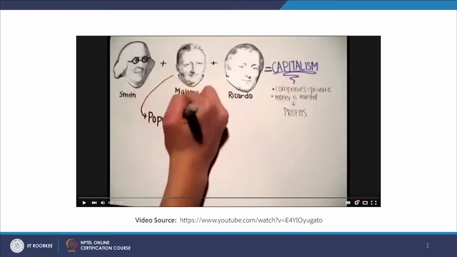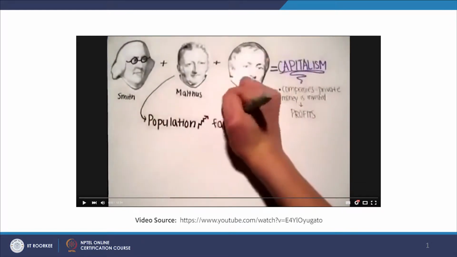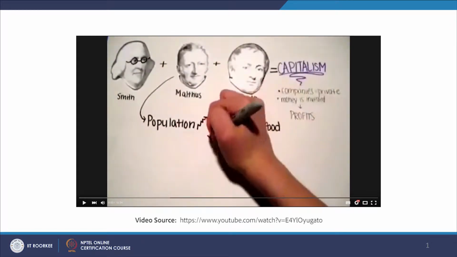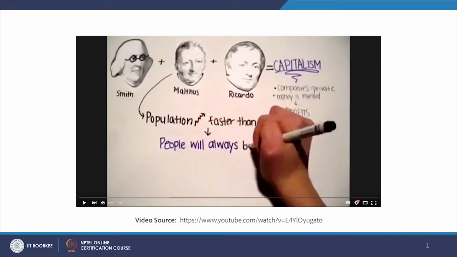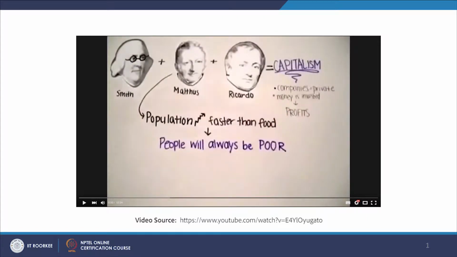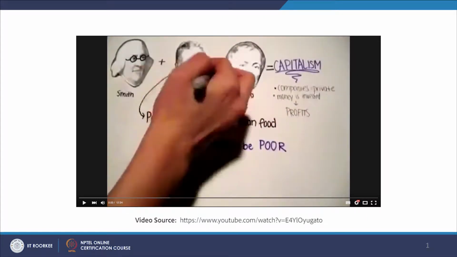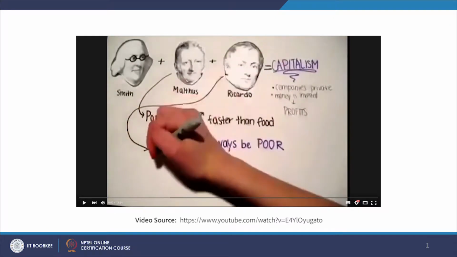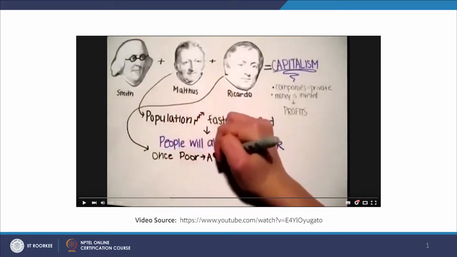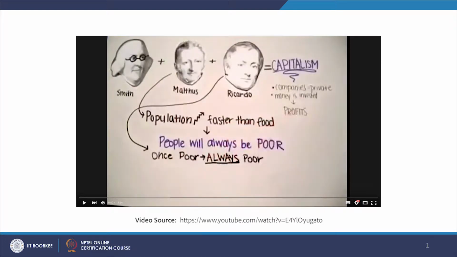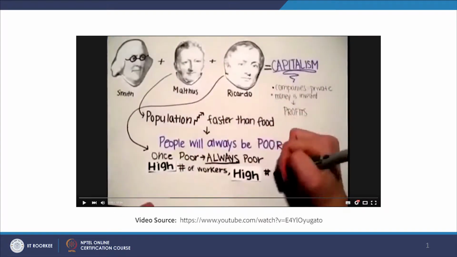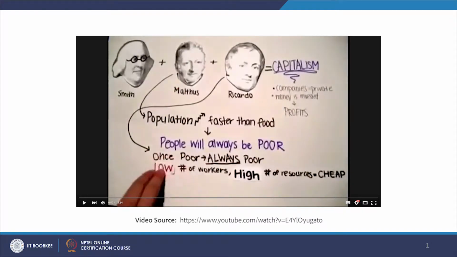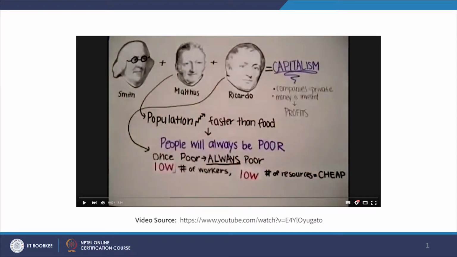Thomas Malthus thought that the population was increasing at a faster rate than the actual food supply was. He also thought that people will always be poor if once poor. David Ricardo also thought that once you are poor, you will always be poor. He also thought that if there was a high number of workers and a high number of resources, the product will be cheap. However, if there's a low number of workers and a low number of resources, it will be expensive.